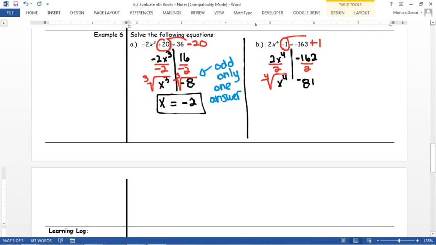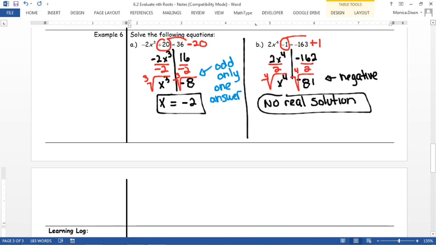So when we take the fourth root on both sides, notice that I end up with a negative and it's even. So that means that this is a complex number. So this one has no real solution because it's a negative inside of an even root.